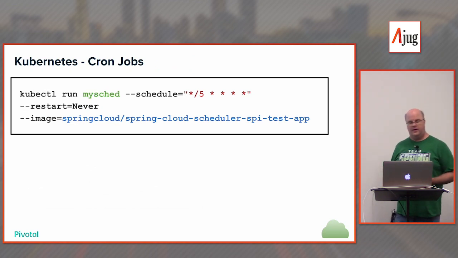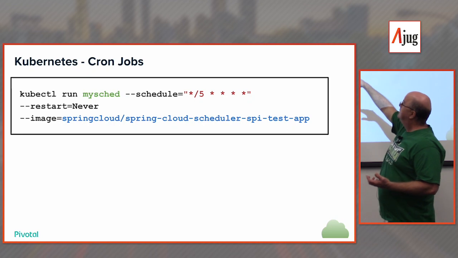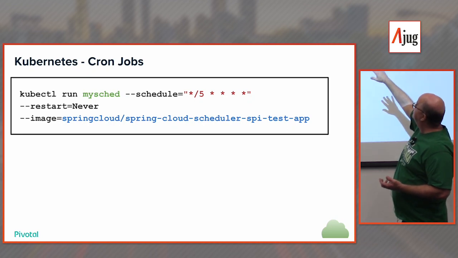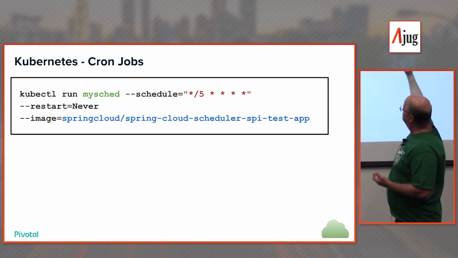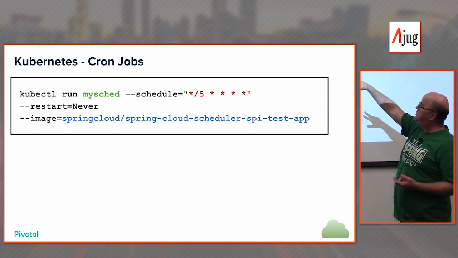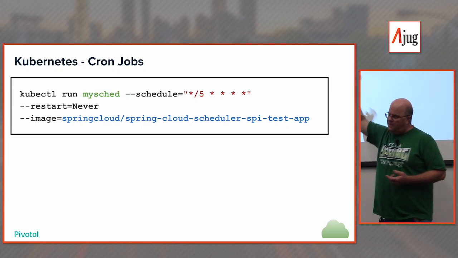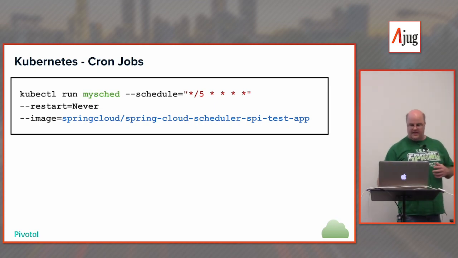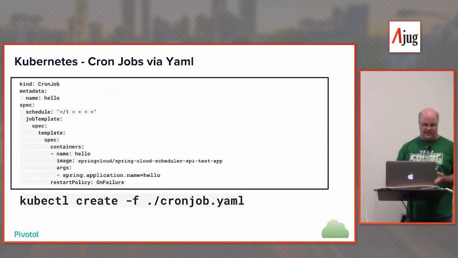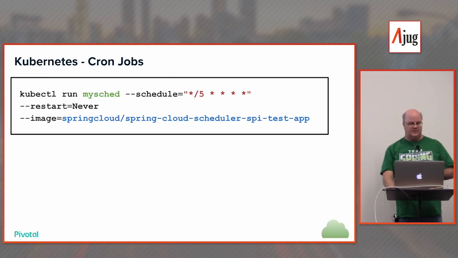If you're using kubectl, it looks very similar, right? kubectl run my schedule, or should I say the name of your schedule. You specify your cron expression, again your restart policy, and then you set up the image that you want. So the restart policy, I want to talk about that for just a second. You notice that in the first example I had a restart policy of on failure, and in the next one I had a restart policy of never.